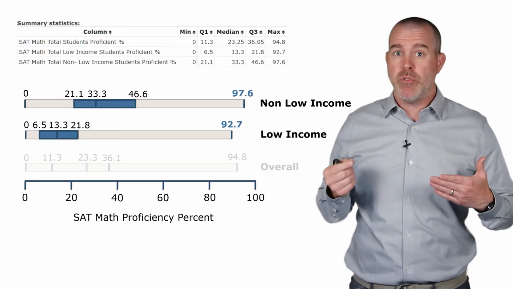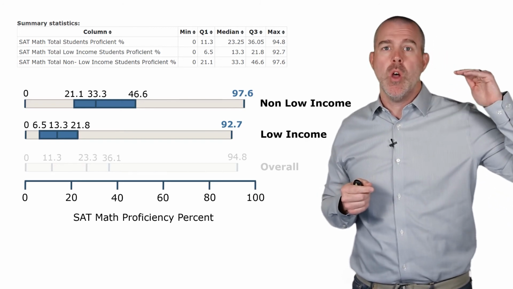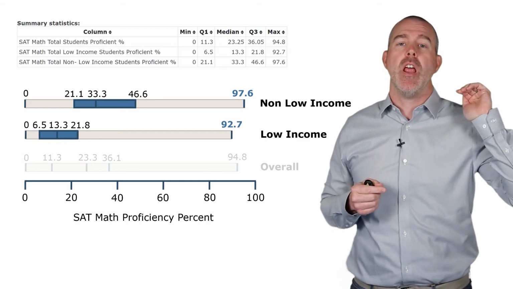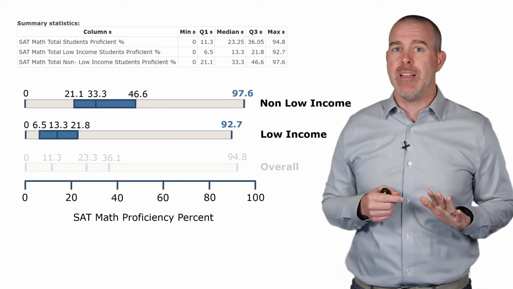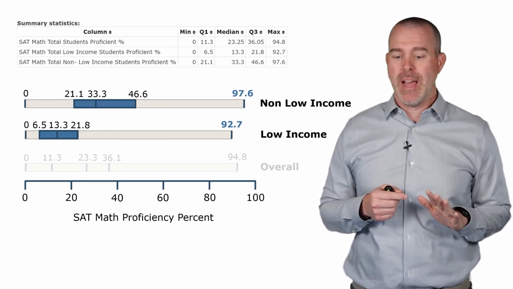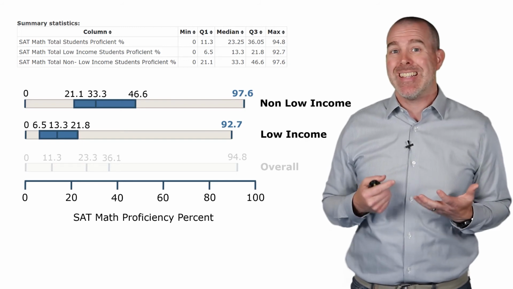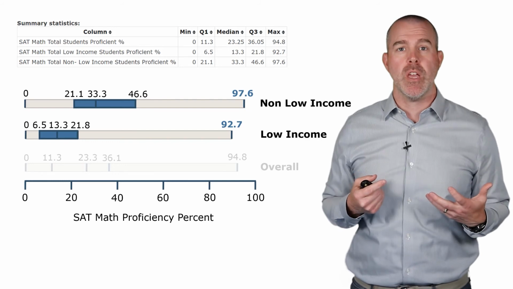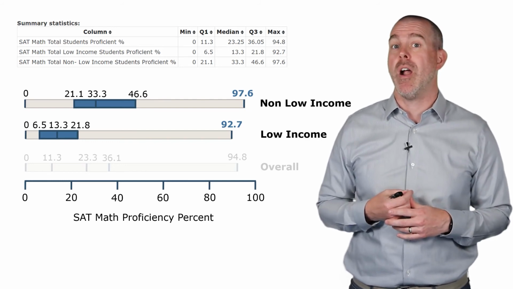This is at the same school, right? So this is measuring at that school, what percent of the students who are non-low income are proficient and what percent of the students who are low income are proficient. So it's not the percent that are proficient at that school. That's the bottom one. That's the overall, but it's splitting it up. And so even at the same school, there's a different distribution for the proficiency percent for those who are low income versus those who are not.